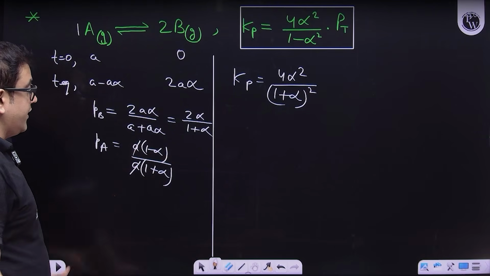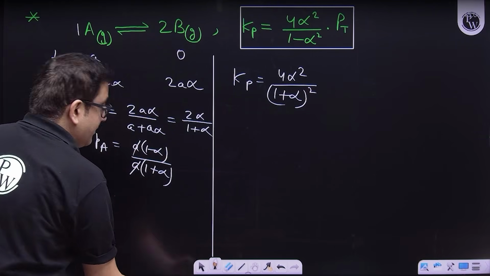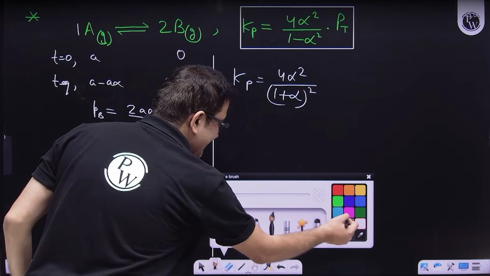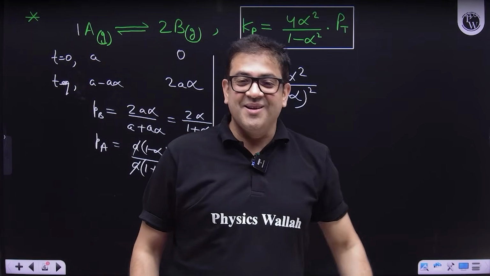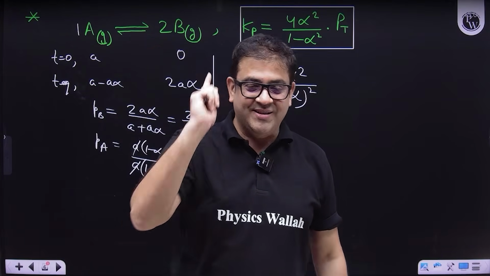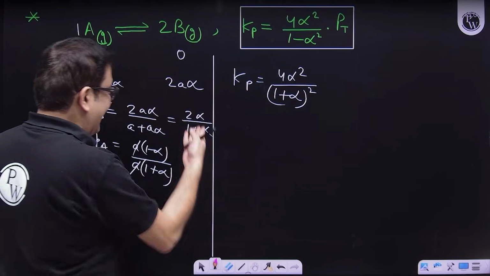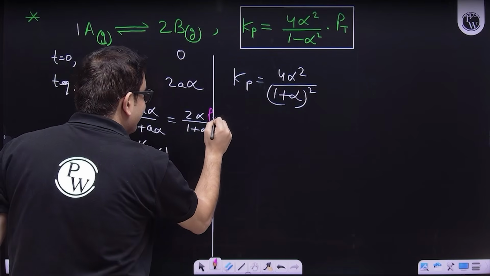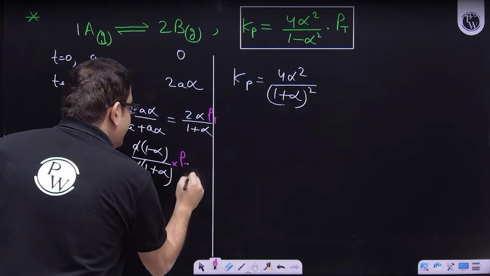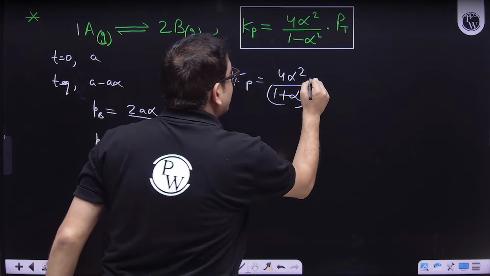What is the partial pressure of A? While writing the partial pressure of A, we missed something. We just wrote the mole fraction. What is partial pressure? Mole fraction into total pressure. Total pressure is P total, so write that P total. Do not miss things. So this is P total, and this P total will also get squared.